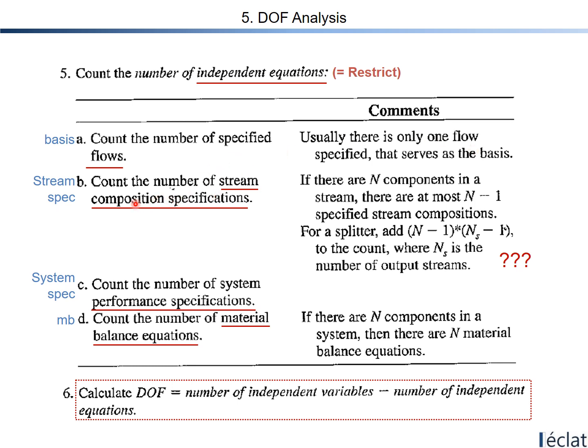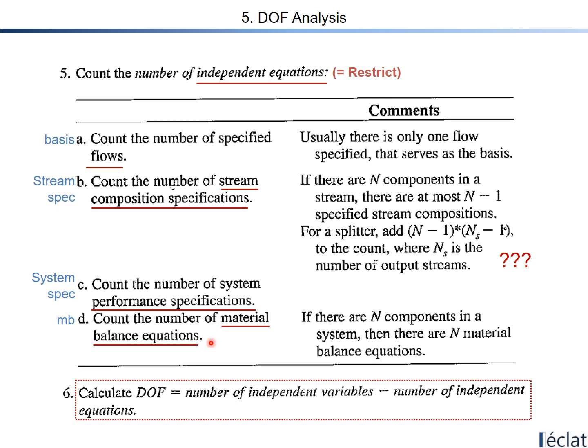B step. Count the number of stream composition specifications. Step C. Count the number of system performance specifications. So again, stream and also system specification. And the first one is, of course, material balance equations.